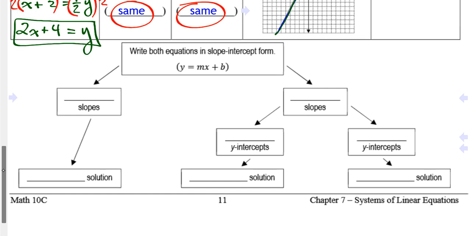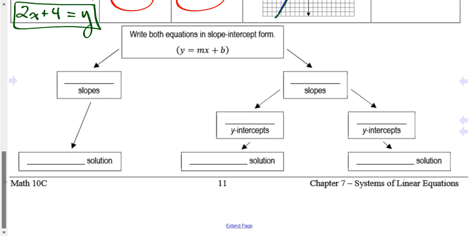Here's a summary. When we want to determine how many solutions a system of equations has, without going through the steps of trying to solve it, we will start by writing both equations in slope-intercept form. Once we do that, if our result is that our slopes are different, that means that we will have one solution.